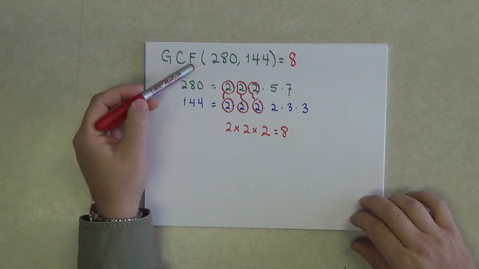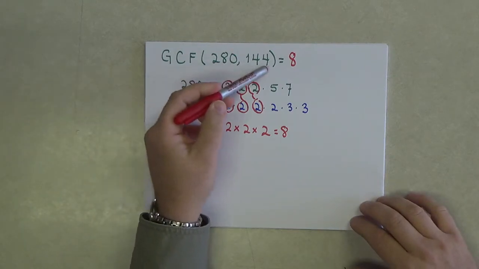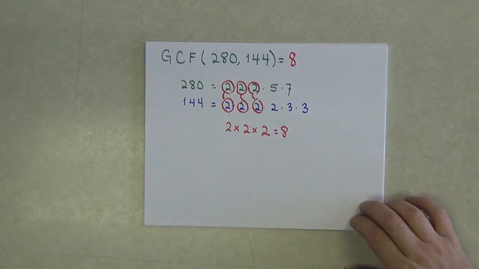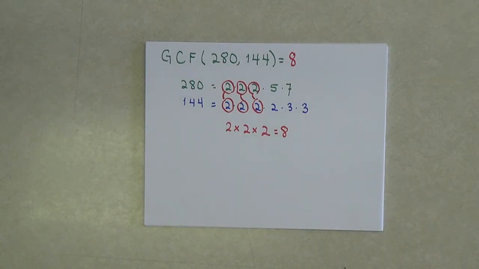So we have found this number. If you wanted to find all of the factors of these two numbers that they have in common, simply take the greatest common factor and find all of its factors, namely 1, 2, 4, and 8 in this case. Well, good luck, and go find some greatest common factors.